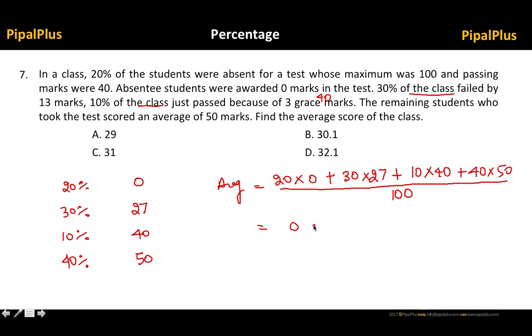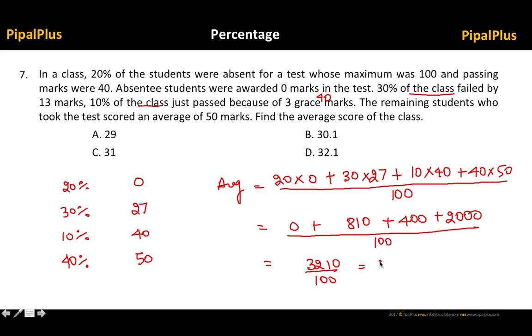So we get 0, this is 27 times 30, which is 810, then 400, then 2000, all of this divided by 100, right? So this adds up to 3210 by 100, or 32.1, right? So that becomes my average score for the entire class.